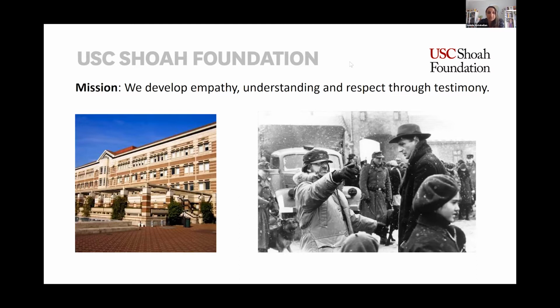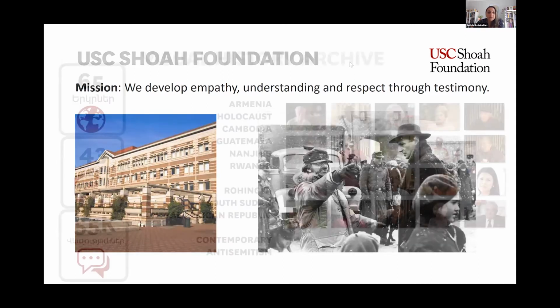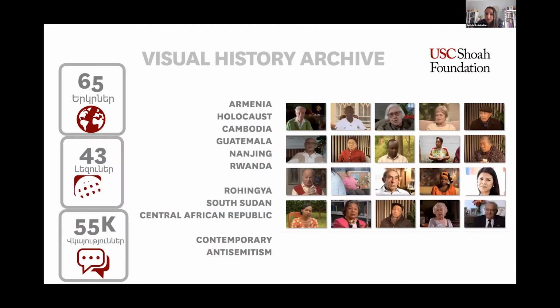And in 2006, he partnered with USC to create a visual history archive. And so this archive has actually expanded to encompass more than just Holocaust survivor testimonies. It includes testimonies of Armenian genocide survivors, Cambodian genocide survivors, survivors of Guatemala or Rwanda, and you can see we even have in our collection current day examples from Rohingya or South Sudanese and other examples in Africa.